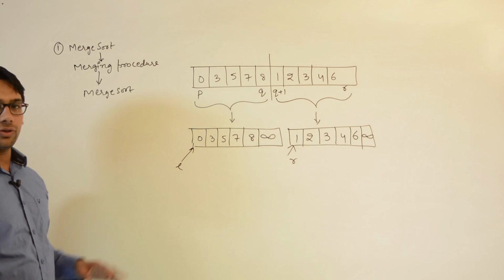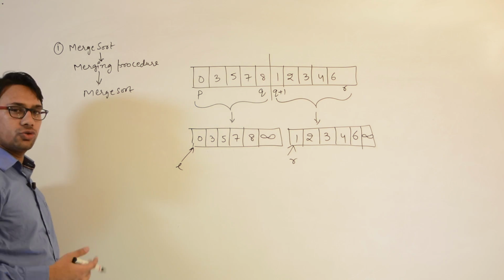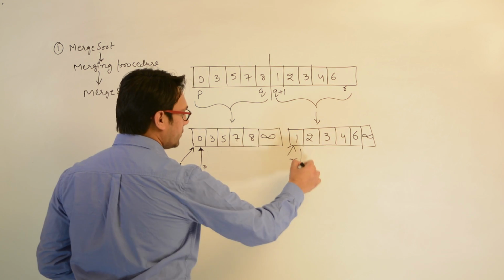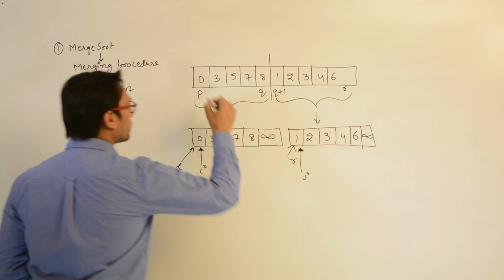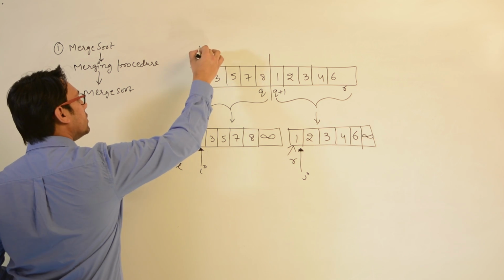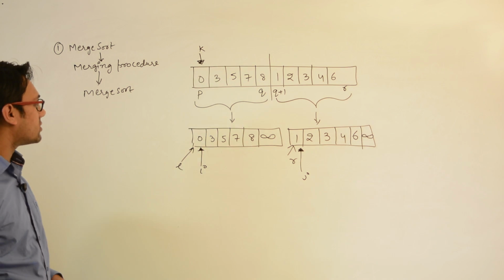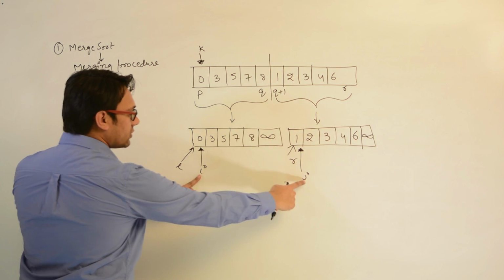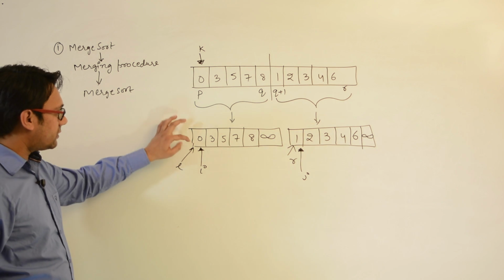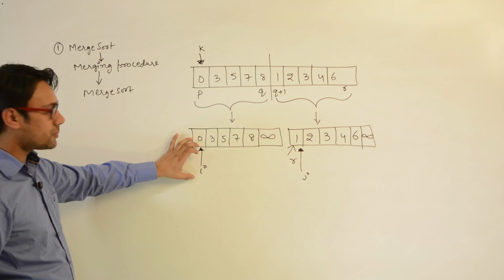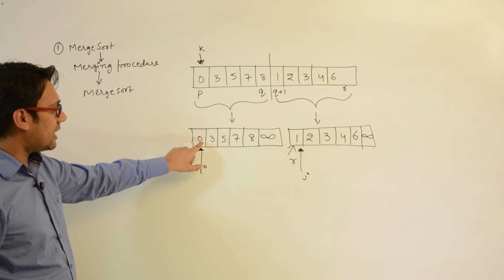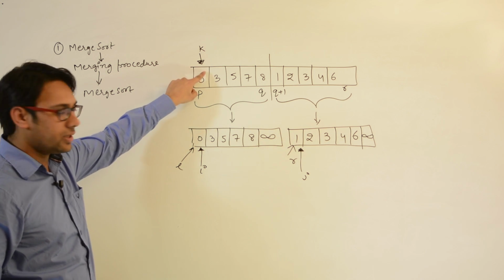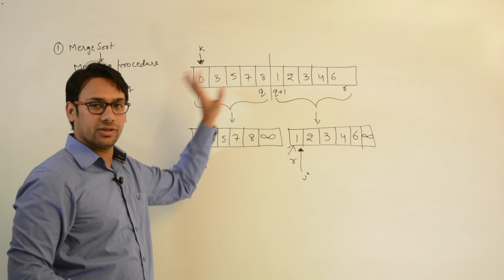Then we are going to use pointers. One pointer will be I, here we are going to use a pointer J, and then here we are going to use a pointer K. These pointers are basically just keeping track of the index locations. Our aim is to compare the values pointed by I and J. If the value pointed by I is less than or equal to the value pointed by J, then we are going to copy this value into this array. Otherwise we are going to copy the other value into this array.